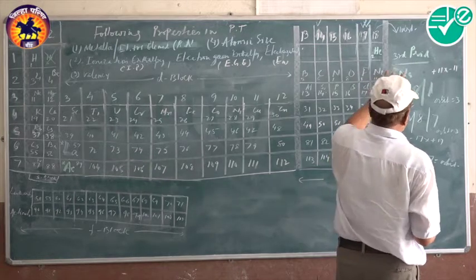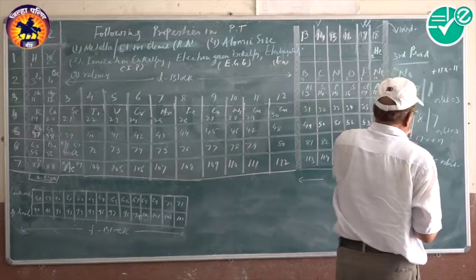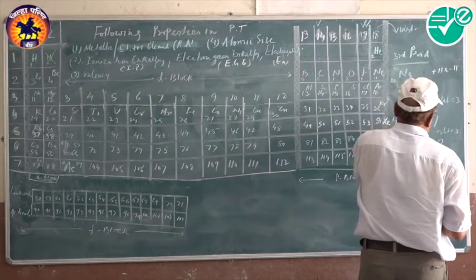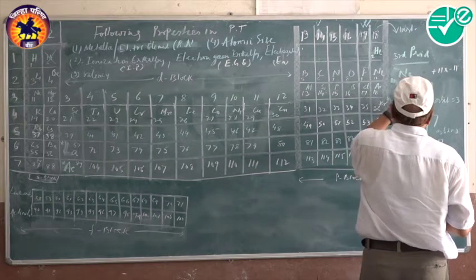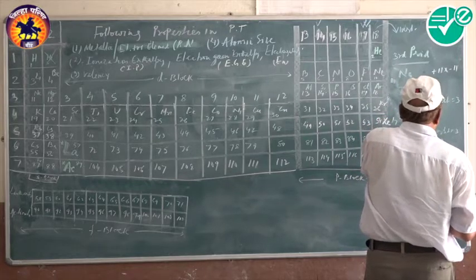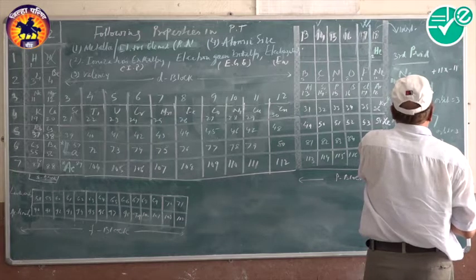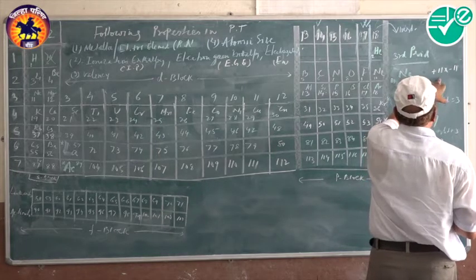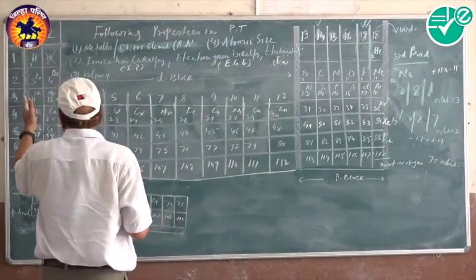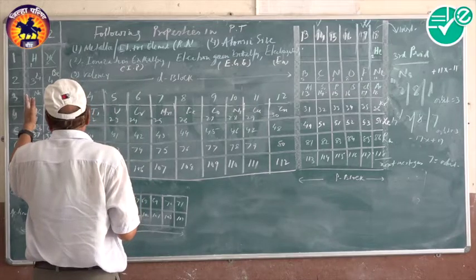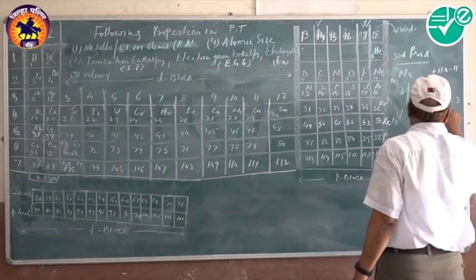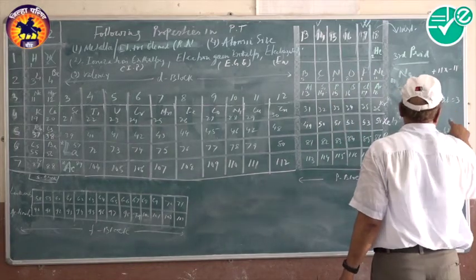Again remember, both have the same number of orbits. In a period, the first and last-but-one member have the same number of orbits. But the first member has less attraction, the last member has more attraction. Hence, size of chlorine is very much smaller than size of sodium. Therefore, size of elements decreases from left to right up to here, since there is less attraction here than there.